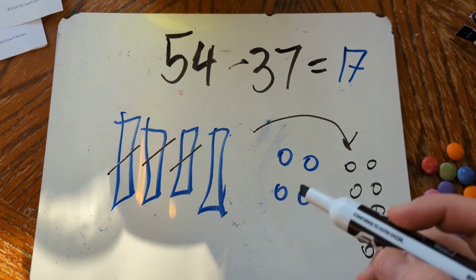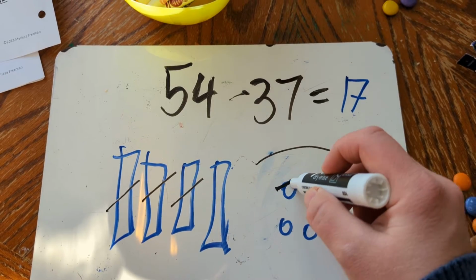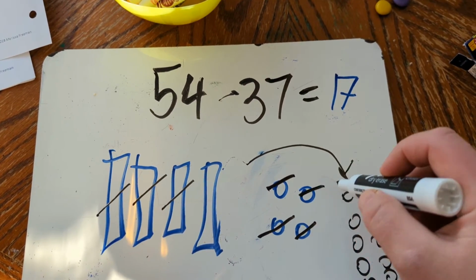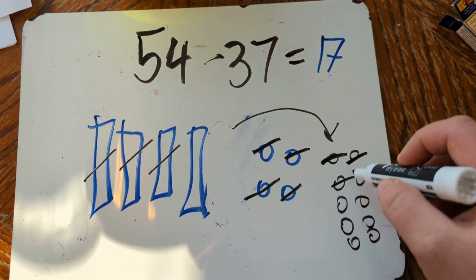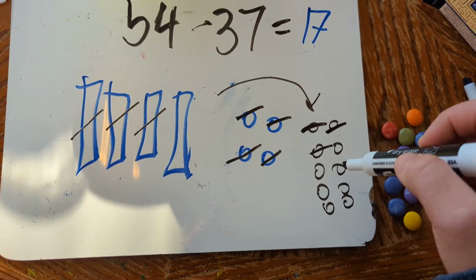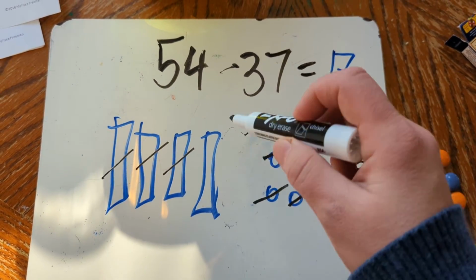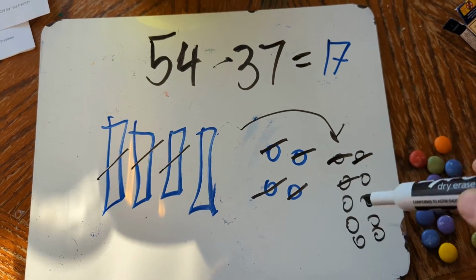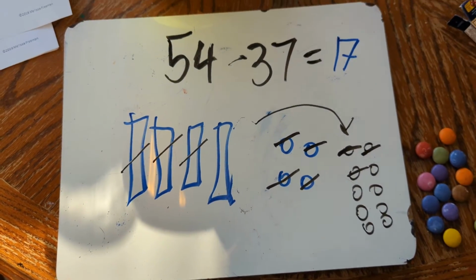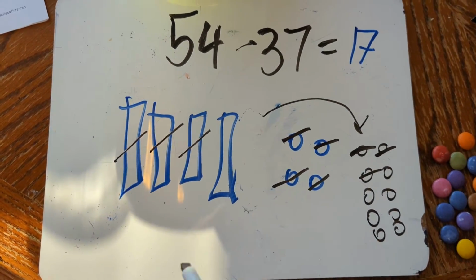Now can I get rid of my 7? Sure I can. 1, 2, 3, 4, 5, 6, 7. What am I left with? 1, 2, 3, 4, 5, 6, 7. So a 10 and 7 more gives me 17. So 54 take away 37 is 17.